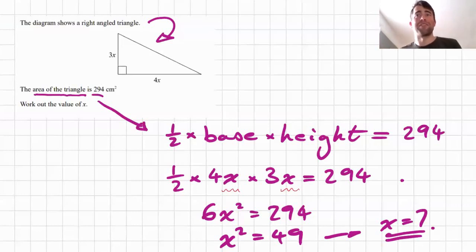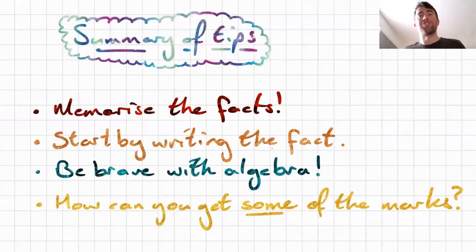Fabulous. Well done if you followed along with that. You should have noticed that those questions, the tips remained very similar. I've got a summary of the tips here to end with. First tip, memorize the facts. We did some practice there. These questions are a lot easier if you practice those facts and memorize them. Then, in a question, start by writing the fact. Be brave when you're writing down the algebra.